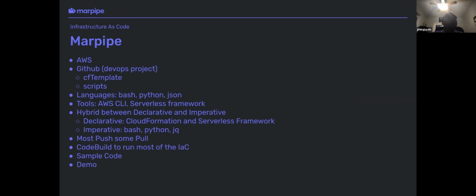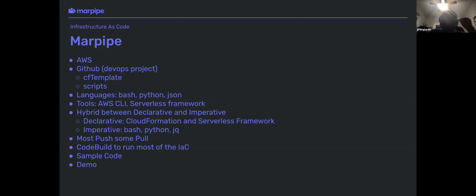So at MerPipe, this is what I selected. We are on AWS, so no doubt we just use the tools and the stuff coming from AWS. Along the line, when I create the infrastructure code, I also keep in mind that what I created can be used for another cloud, for example Azure. So I created the CloudFormation templates and some scripting, and those get checked into GitHub.